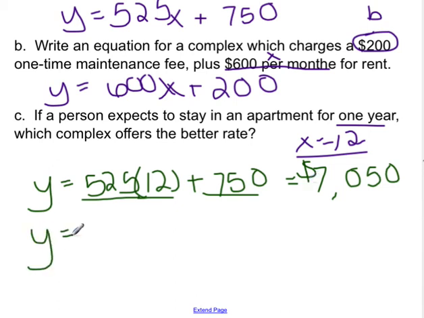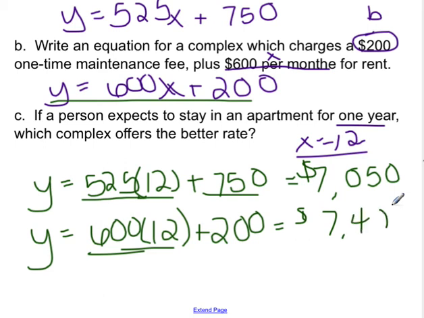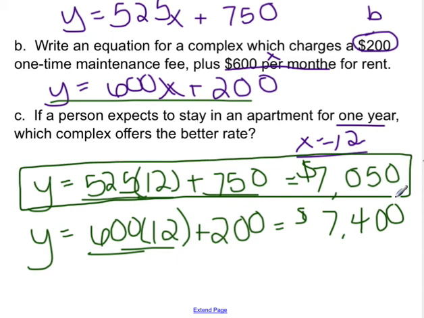Let's take a look at this next one. Now we're going to look at this equation right here. So I'm going to take x out and I'm going to substitute in 12 so we can see how much we're going to have to pay over the course of the year. So that's 600 times 12 plus 200, and that's going to be $7,400. Okay, so it looks like the first apartment is cheaper. So the first apartment that they looked at is cheaper.